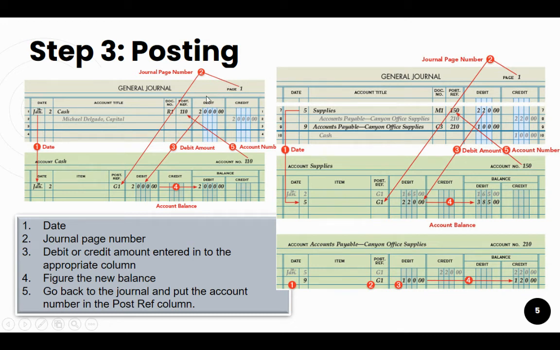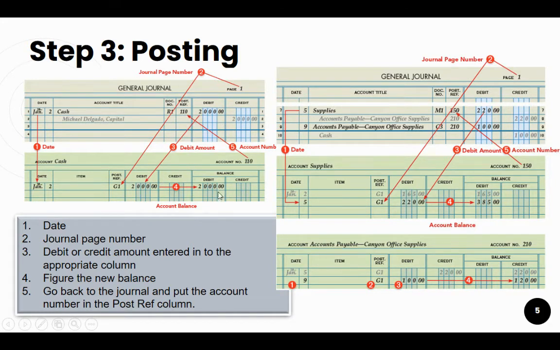So then step 3 is posting. And when you post, you're going to go from your journal to your ledger. And we have a ledger account for each separate account that we have. So in this example, they're posting the cash. You start with the date, then the journal page number, then the account. If it's a debit, it goes to debit. If it's a debit in the journal, it's a debit in the ledger. If it's a credit in the journal, like this one over here, then it would be a credit in the ledger. But these just show all examples of debits.